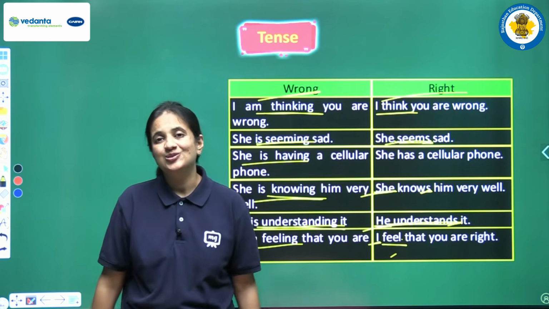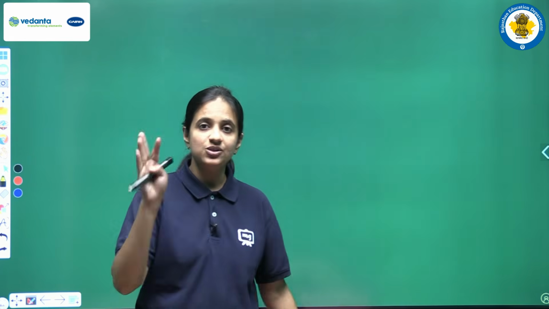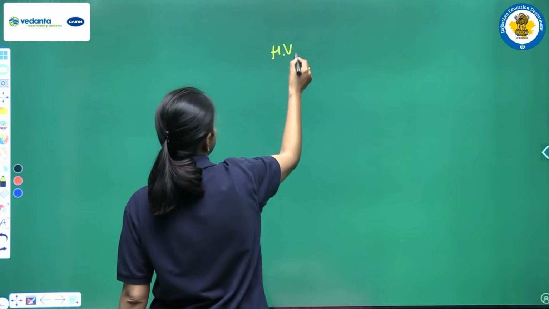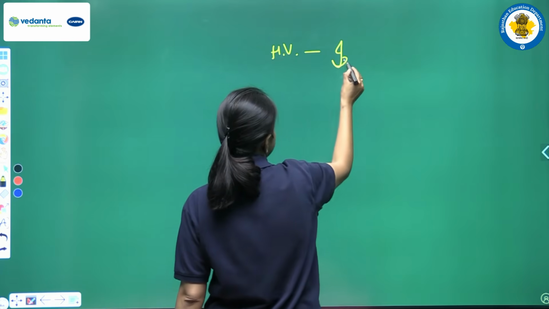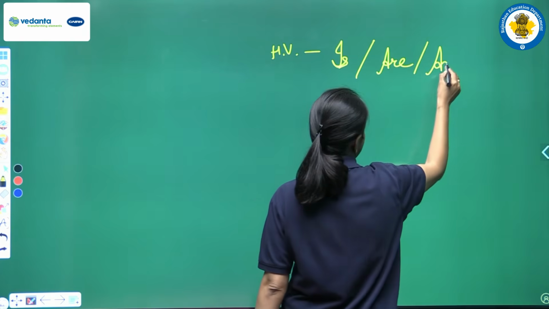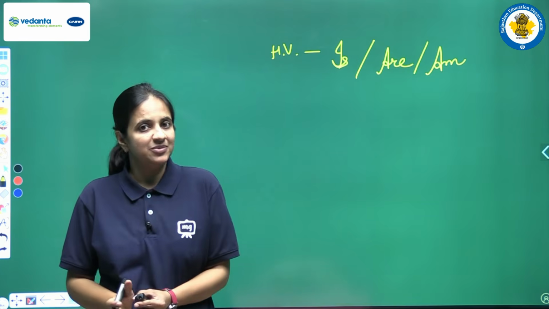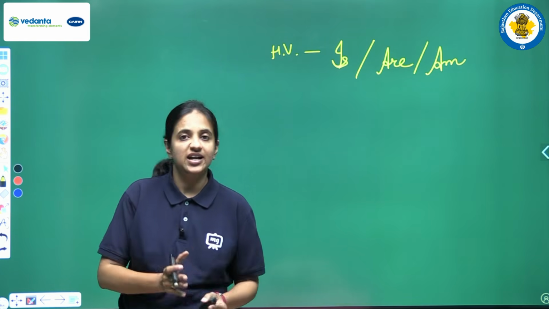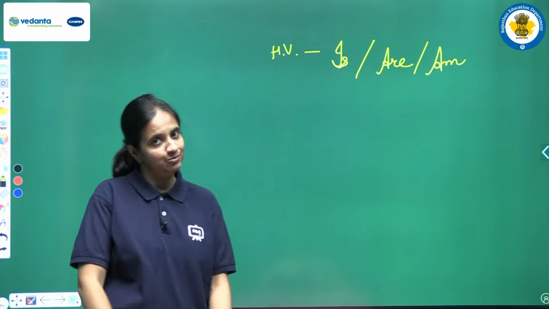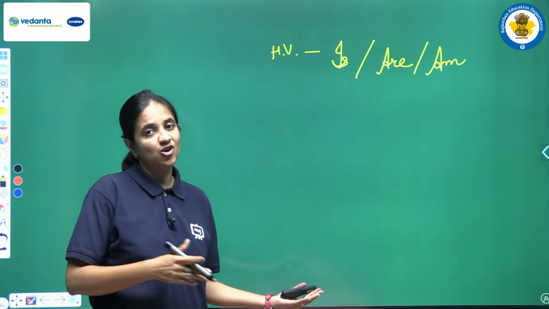So this is a very important thing that you have to be aware of, right? So this is all about present continuous tense, and let's revise all the things one more time. So first of all, let's talk about the helping verb. So yes, we are having three helping verbs in this tense. They are is, are, and am. If we are having more than one helping verb, then we have to look at the subject, and according to the subject we have to use these helping verbs.